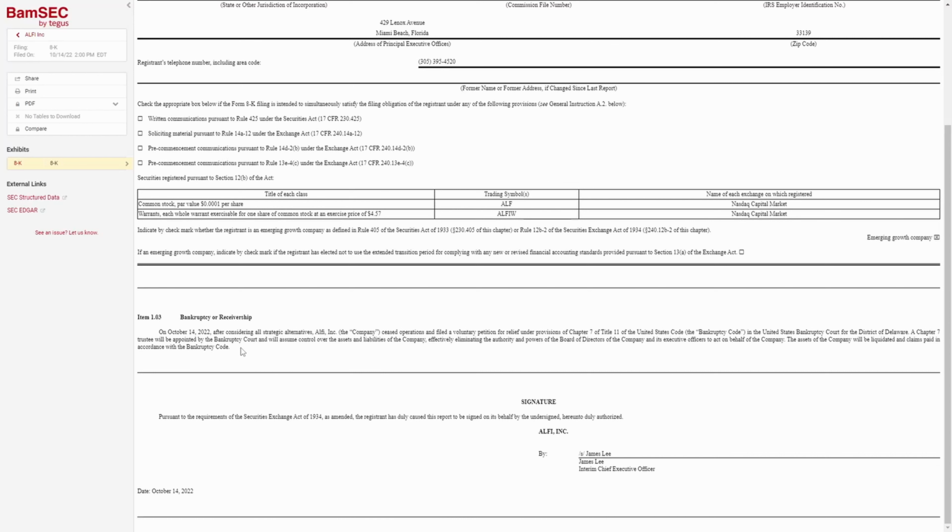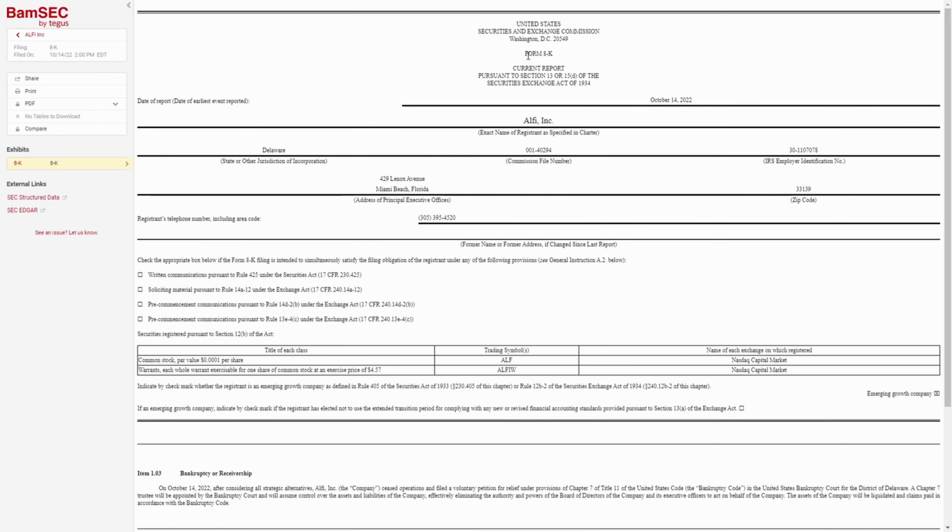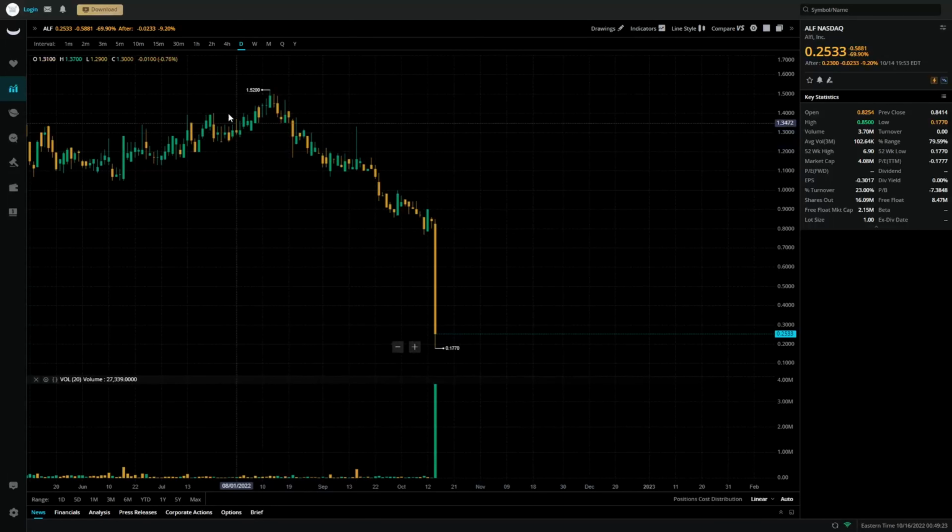So when you hear that news, that's instantly a bad thing to hear about a company. So what do you expect is going to happen? Well, let me show you what happened to the stock price after the company filed for this 8K filing. So up on the screen now, I have ALF, and you can see that these guys are down 70% on the day. And on this daily chart, you see this massive red candle dropping from 80 cents all the way down to 17 earlier in the day.